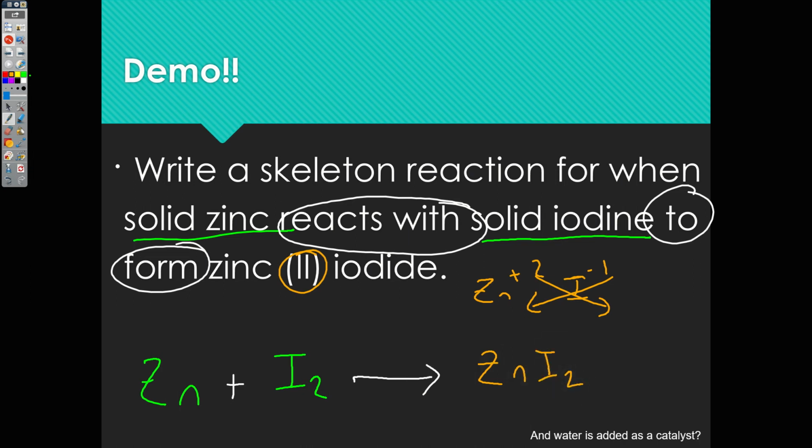It just says skeleton equation. Remember the difference between a skeleton equation and a chemical equation is just the coefficients, the balancing part. This one does happen to already be balanced, so it's a skeleton reaction and a balanced chemical equation, because you have one zinc on this side, one zinc on this side, an iodine on this side, and an iodine on this side. All right, so there's our first one.